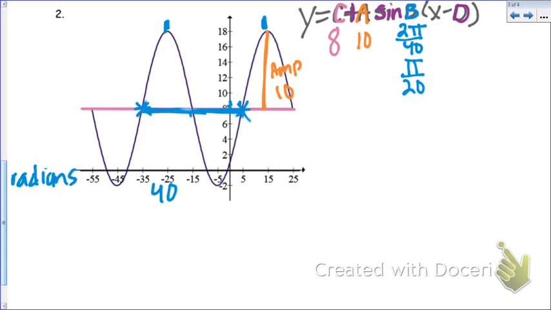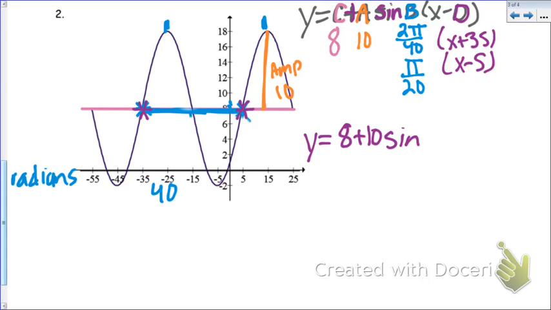So if I write this as a positive sine graph, my shift is going to be a middle point where my graph moves up. And again, there are two places. The first one is at 5. The second is negative 35. So I could either do x plus 35 or I could do x minus 5. So this whole equation can be written as y equals 8 plus 10 sine pi over 20 times either of those. Let's do x minus 5.